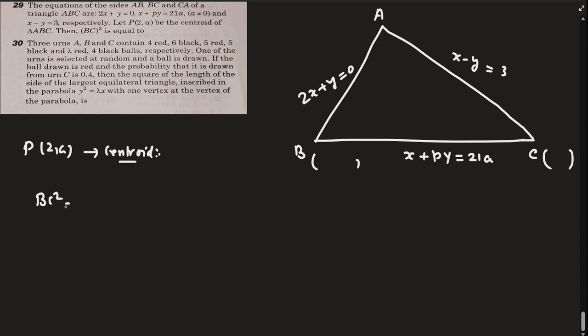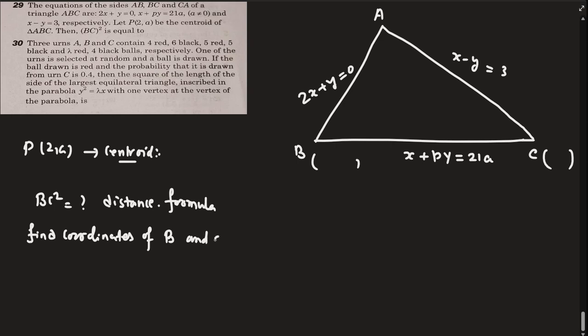So that means if you apply the distance formula, you should know the coordinates of B and C. We have to find the coordinates of B and C. So how can we find this? Coordinates of B and C. This is very important to calculate. After that we can find.